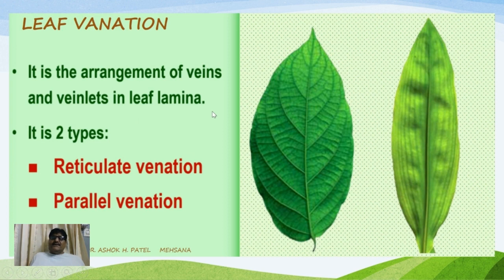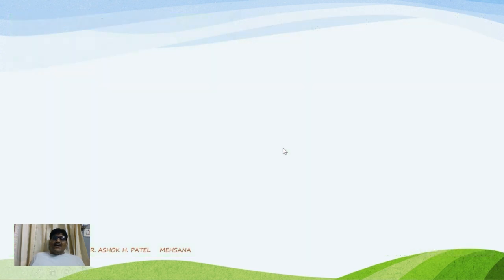Here, the leaf has two types of venation. The arrangement of veins and veinlets in the leaf lamina is called leaf venation. Especially two types of leaf venation: number one is reticulate venation and the other is parallel venation. You see, this is the reticulate venation. This is the parallel venation, and this is the reticulate venation.